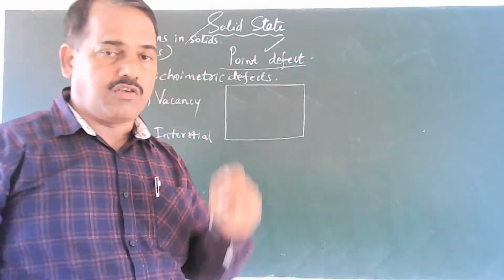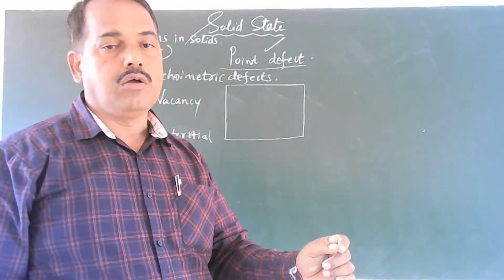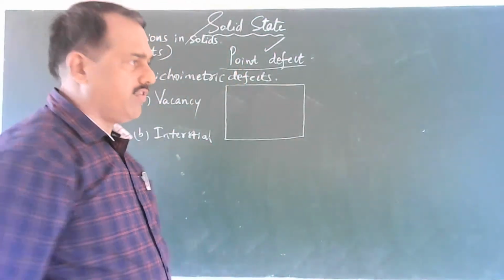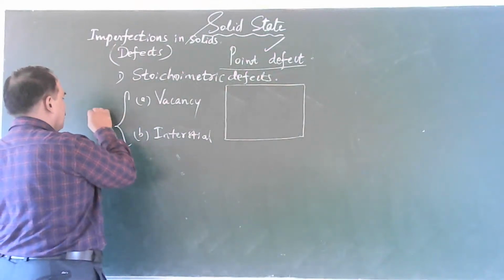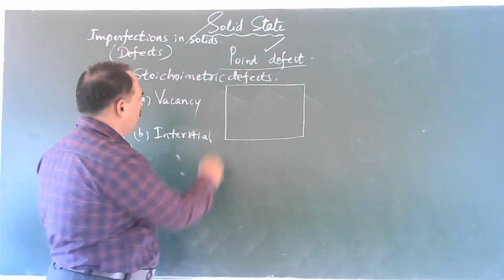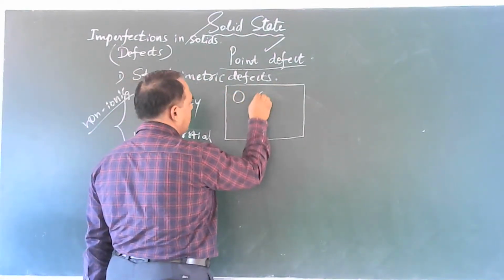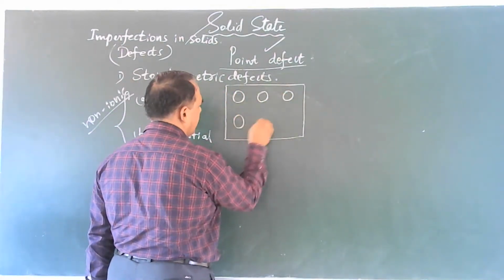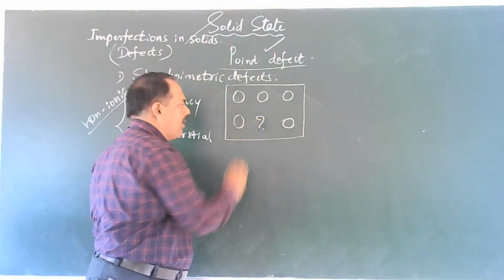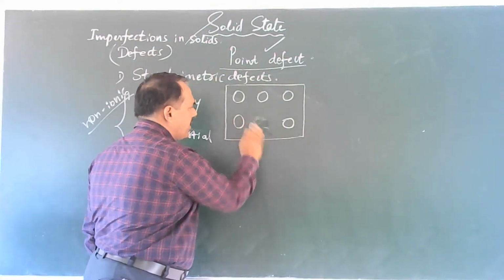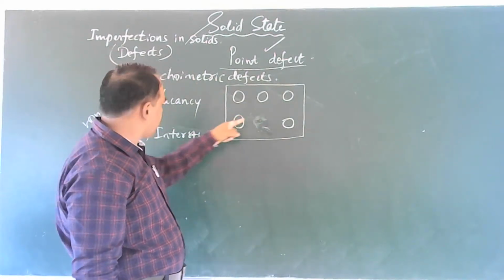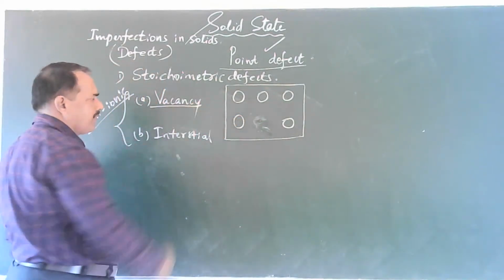Vacancy defect and interstitial defects generally occur in non-ionic solids. Are you clear? See, these occur in non-ionic solids. See here, what do you mean by vacancy defect? See, these are the points where particles lie. One of the points is missing. In this particular place there is no particle, one of the particles is missing during the crystallization, and this type of defect is called vacancy defect.